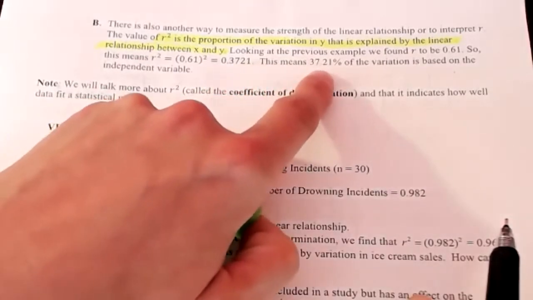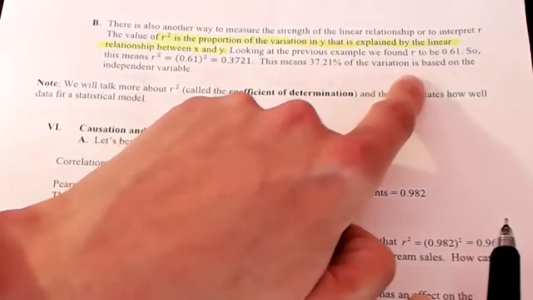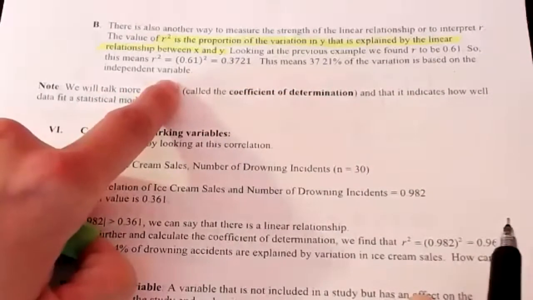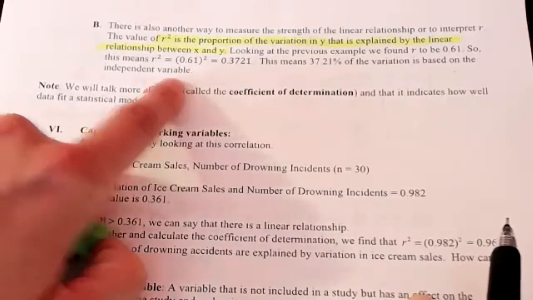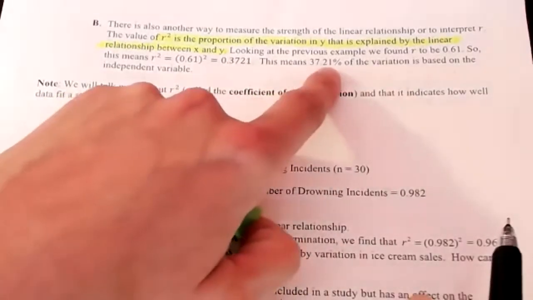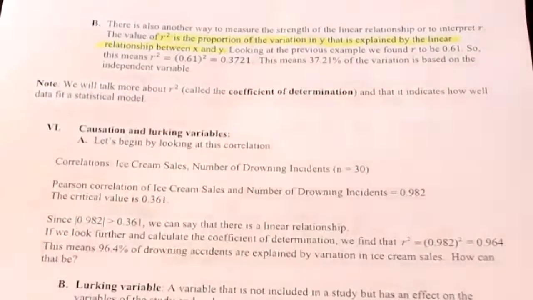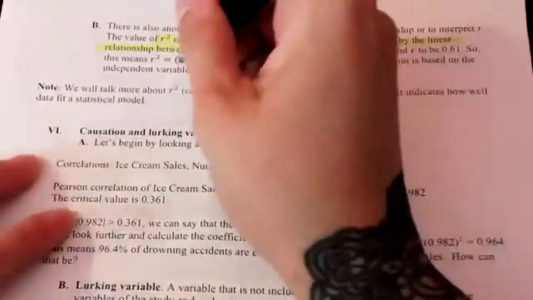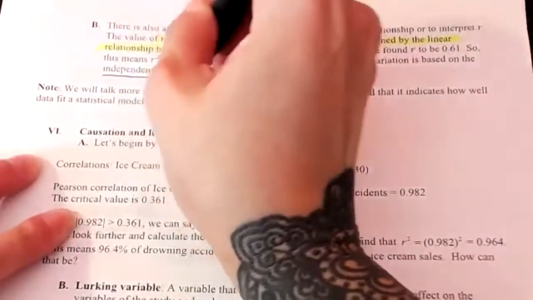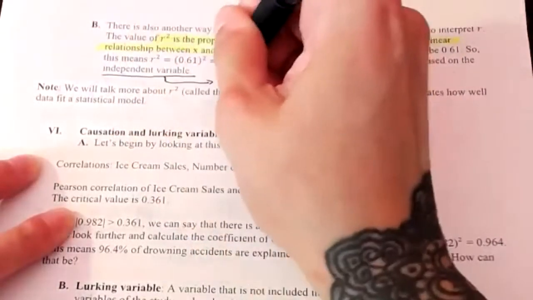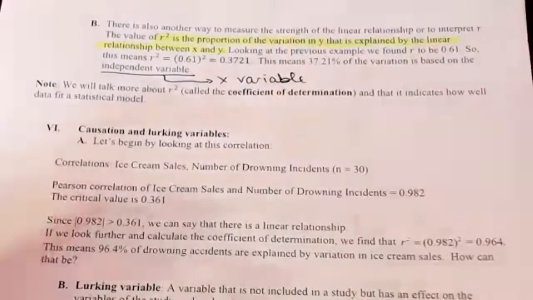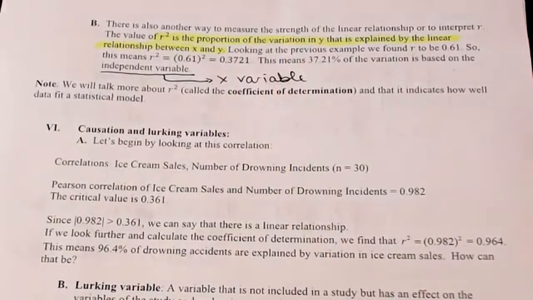This means that 37.21% of the variation is based on the independent variable. So essentially, 37.21% of the variation can be explained by your independent variable, your X variable. I'm just going to make a note here. Remember that your independent variable is your X variable, whatever value that takes on.